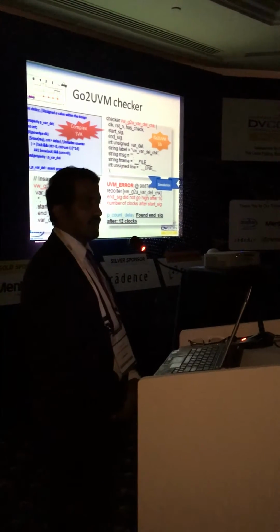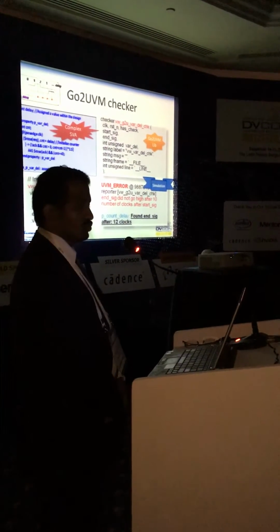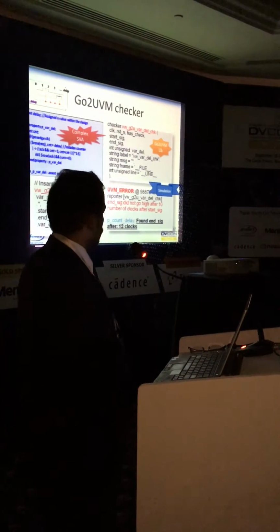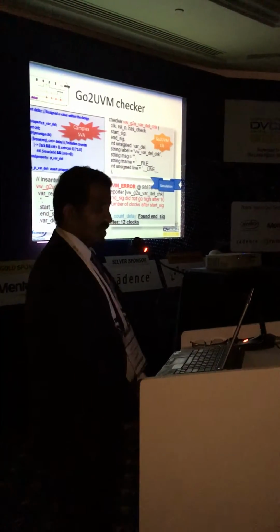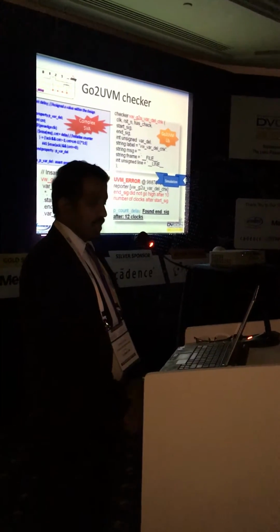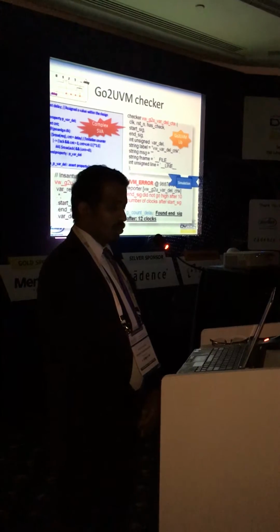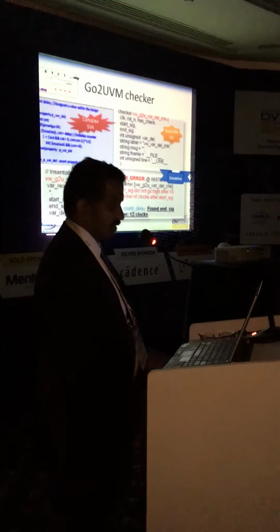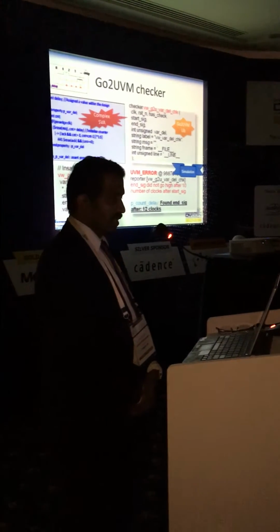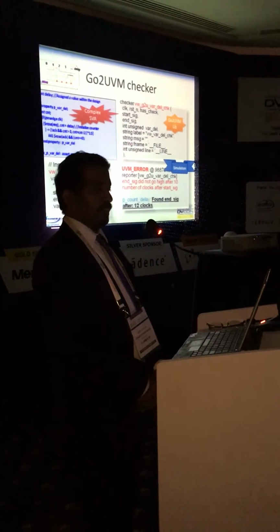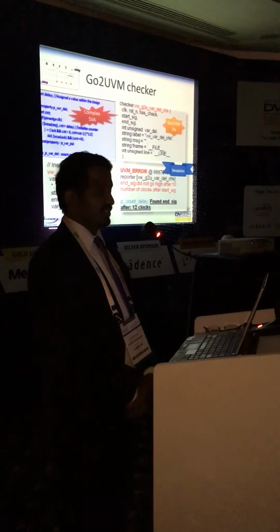There is a failed action block that calls the GoToUVM or the tick UVM error, as you are aware of. It goes and says, okay, there's a UVM error, and it says the end signal did not go high after 10 clocks, assuming the delay is 10, and this could change on the fly. That's the failure side of it, the checker side of it.